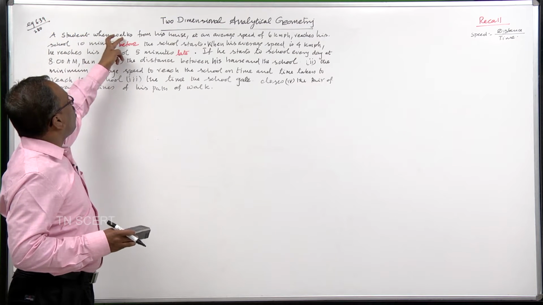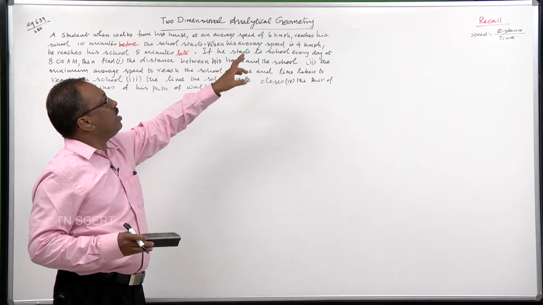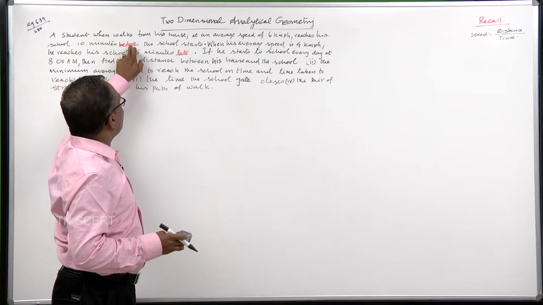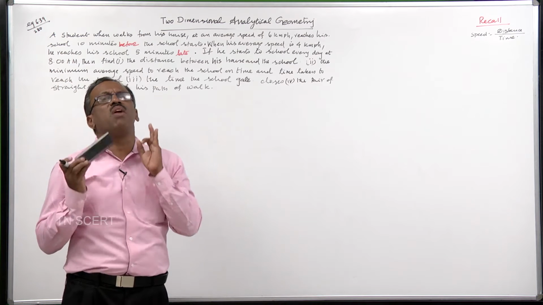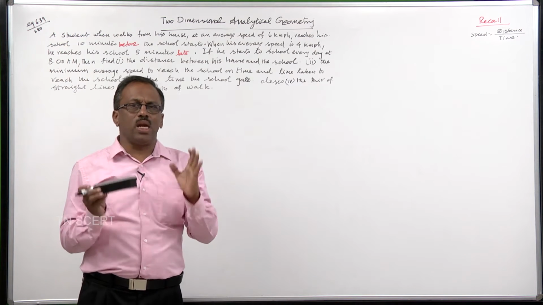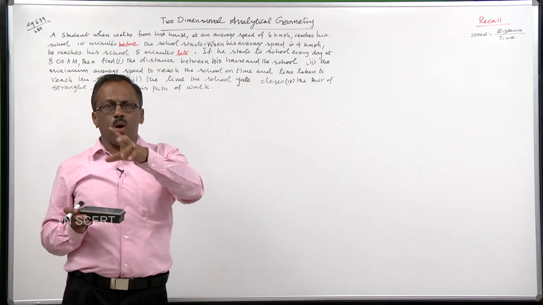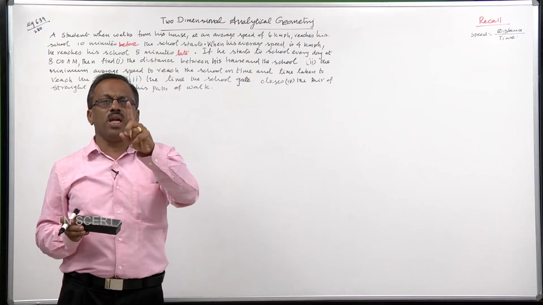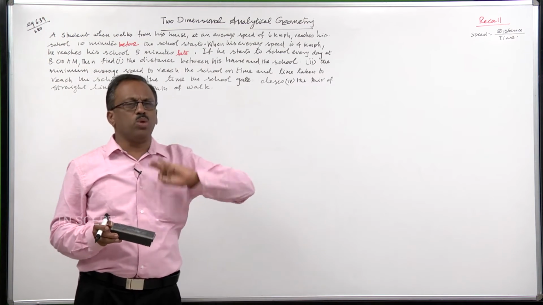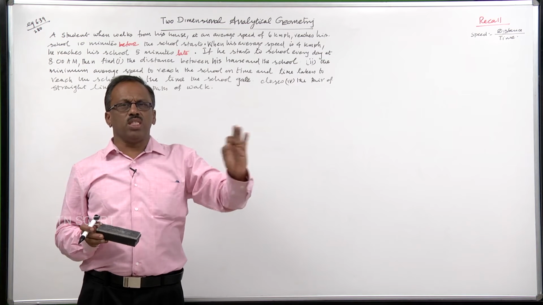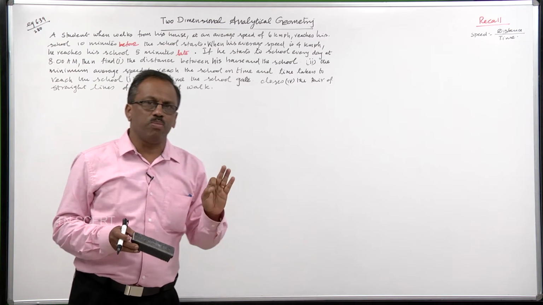A student, when he walks from his house at an average speed of 6 km per hour, reaches his school 10 minutes before the school starts. The first line gives plenty of explanation for you to understand. Once you understand the first line, this entire sum is so simple. I have not read out the entire sum, only the first line. What is the first line? A student walks from home to school, his speed is given, and he arrives 10 minutes before the school time.